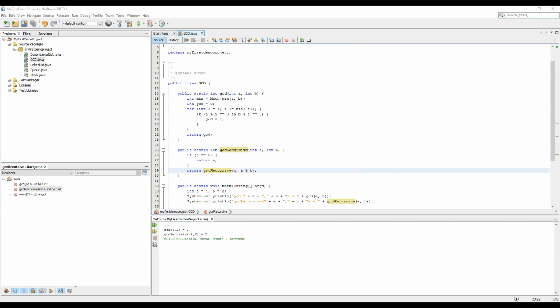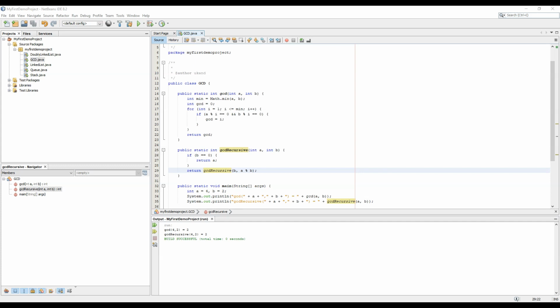In the last lecture we talked about the GCD and the GCD recursive function. Now in this lecture we will talk about the LCM of two numbers. To calculate the LCM of two numbers, we need to get the GCD of the two numbers as well as the product of the two numbers.